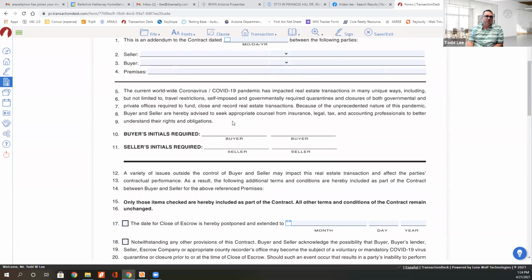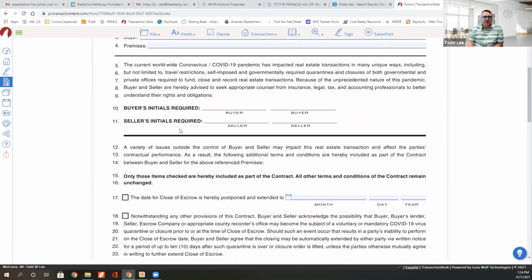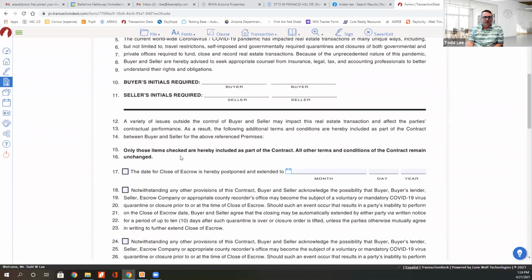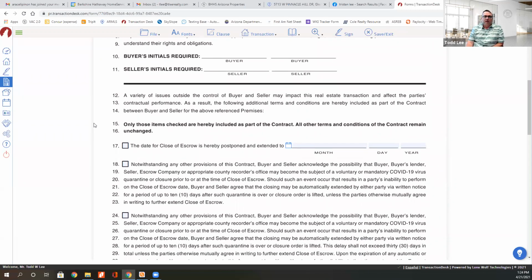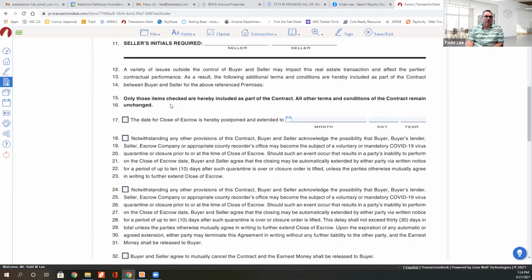I think that's a nice little disclosure, just to say, hey, you should probably seek counsel if there's anything you want to look at that might be related to the coronavirus. A variety of issues outside of the control of the buyer or seller may impact this transaction and affect all parties' contractual performance. As a result, the following additional terms and conditions are hereby included as part of the contract between the buyer and seller in the above referenced premises. Only those items checked are hereby included as part of the contract. All other terms and conditions of the contract remain unchanged.